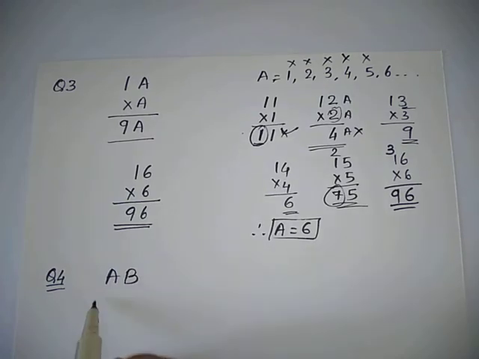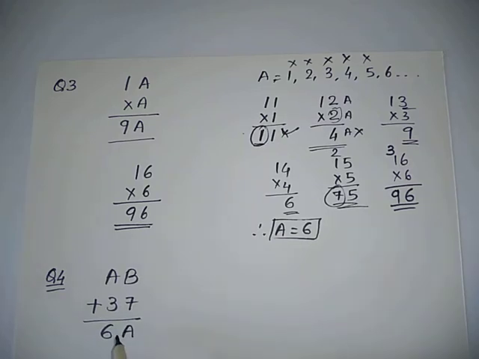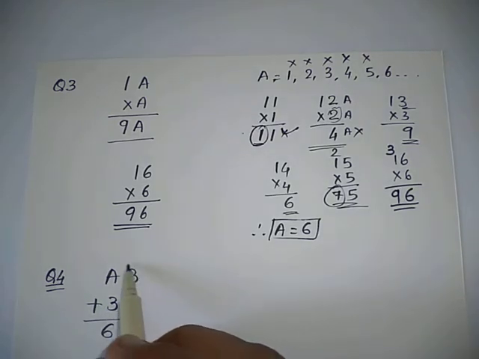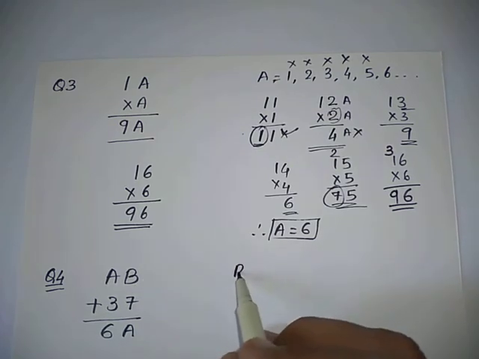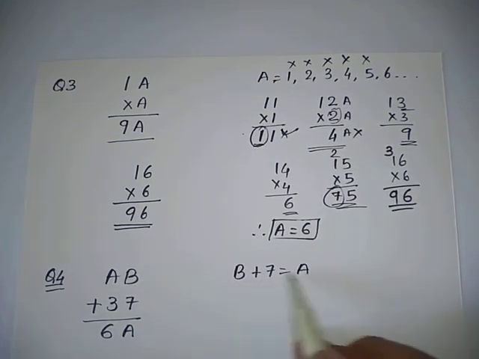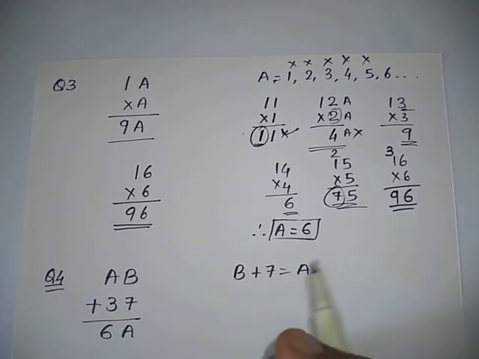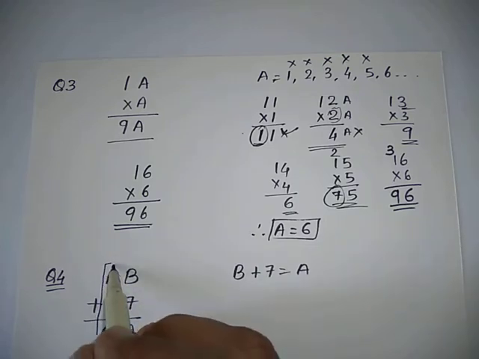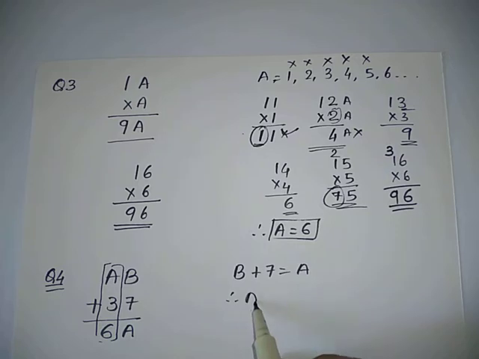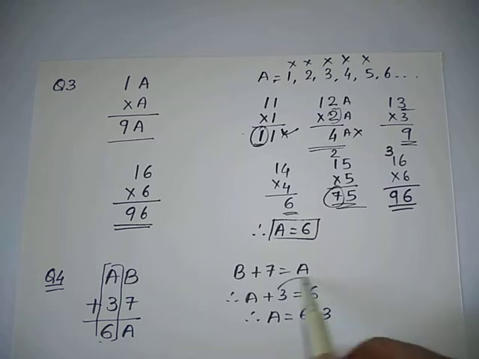Question number 4. AB plus 37, we will get 6A. Here I need to get the value of this. We start with the unit place, but here we have not got B plus 7 is equal to A. So we are not able to get the value of A or B. So we will start with the tens place digit, this part. Therefore A plus 3 is equal to 6. Therefore A is equal to 6 minus 3, and therefore A is equal to 3.